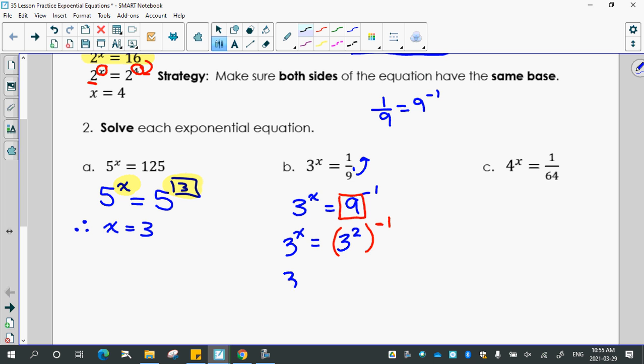And what does the rule say when I have a power to an exponent? You keep the base 3, and multiply the two exponents. So 2 times -1, -2. So I finally got it into that place where 3 to the x equals 3 to the -2. So I've got the exact same base on both sides, which means the exponents have to equal each other. So therefore, x would have to equal -2.